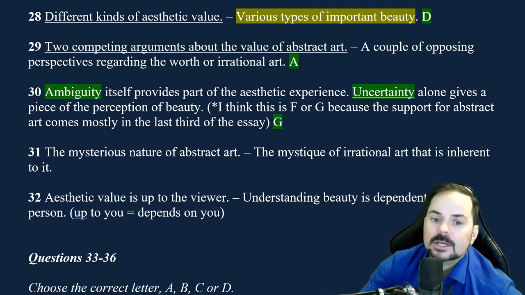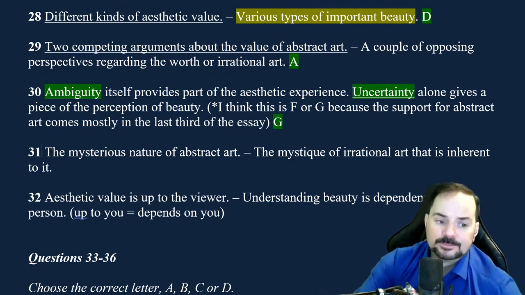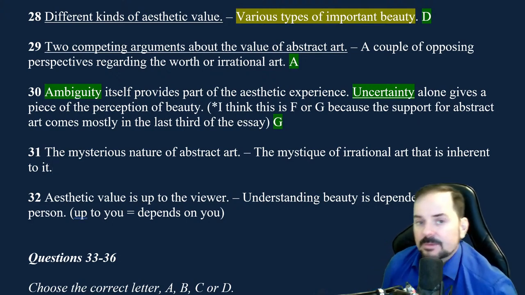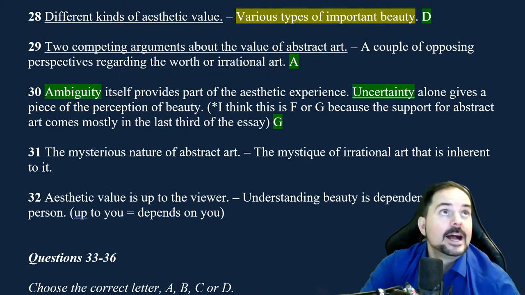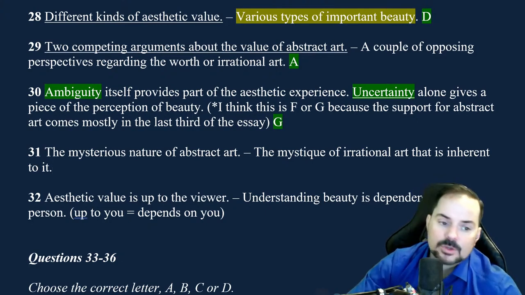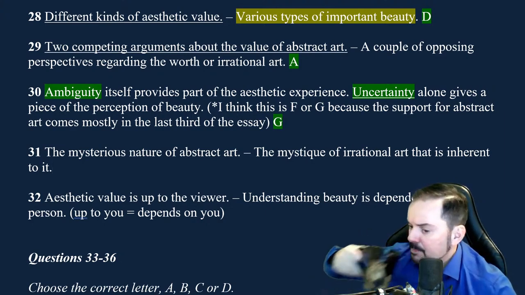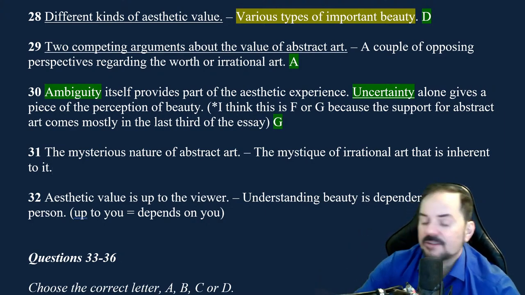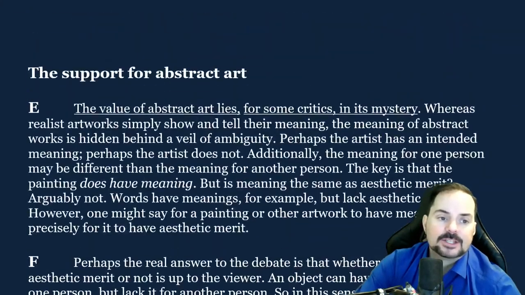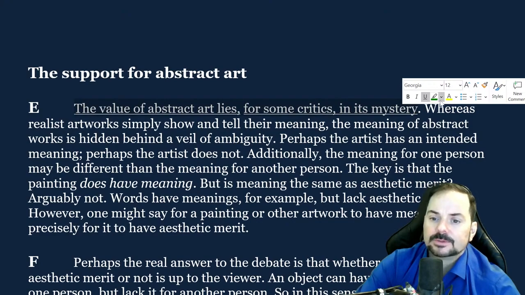Everybody got that? So here, 31. The mysterious nature of abstract art. We know it's coming after paragraph D, right? Because we just talked about it. It's the support for abstract art, right? So number 31, it's going to be E, F, or G. And the more you do this, the faster you will get. I think it's E. Topic sentence. Okay.